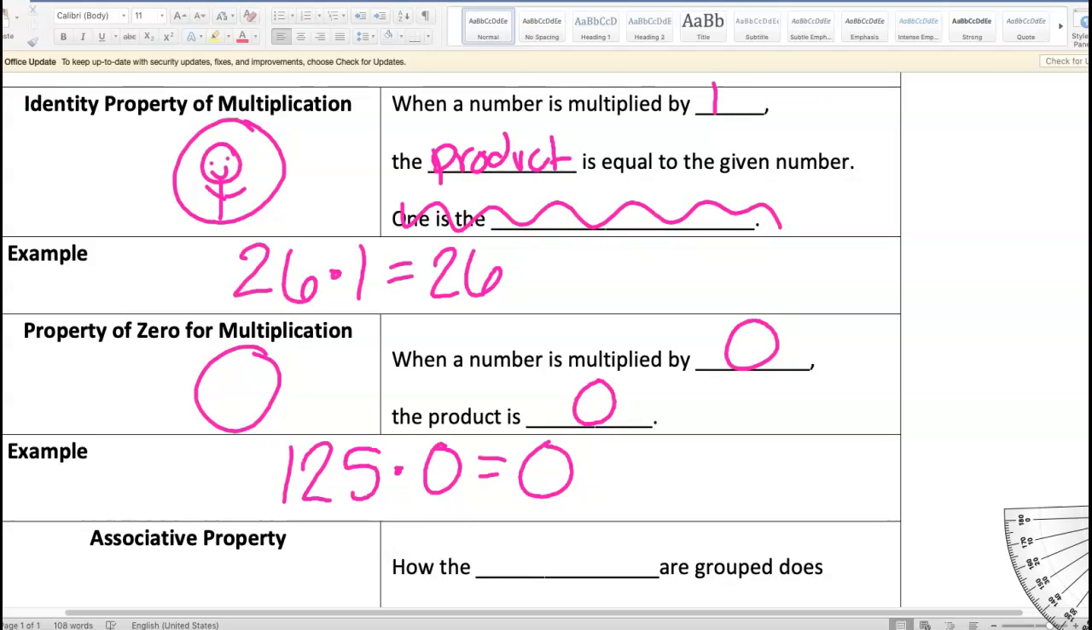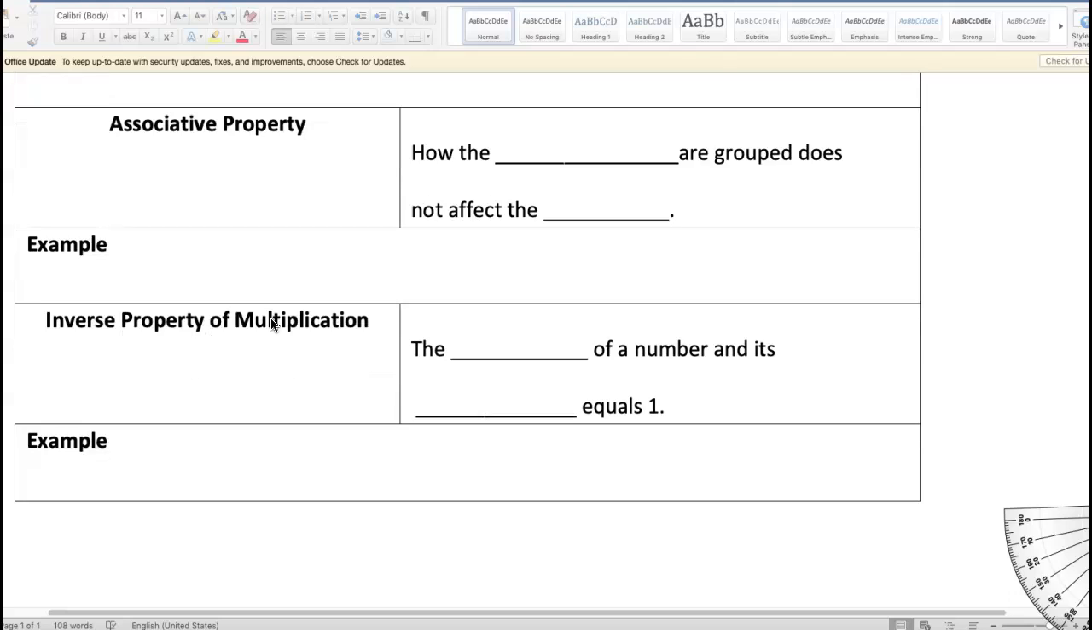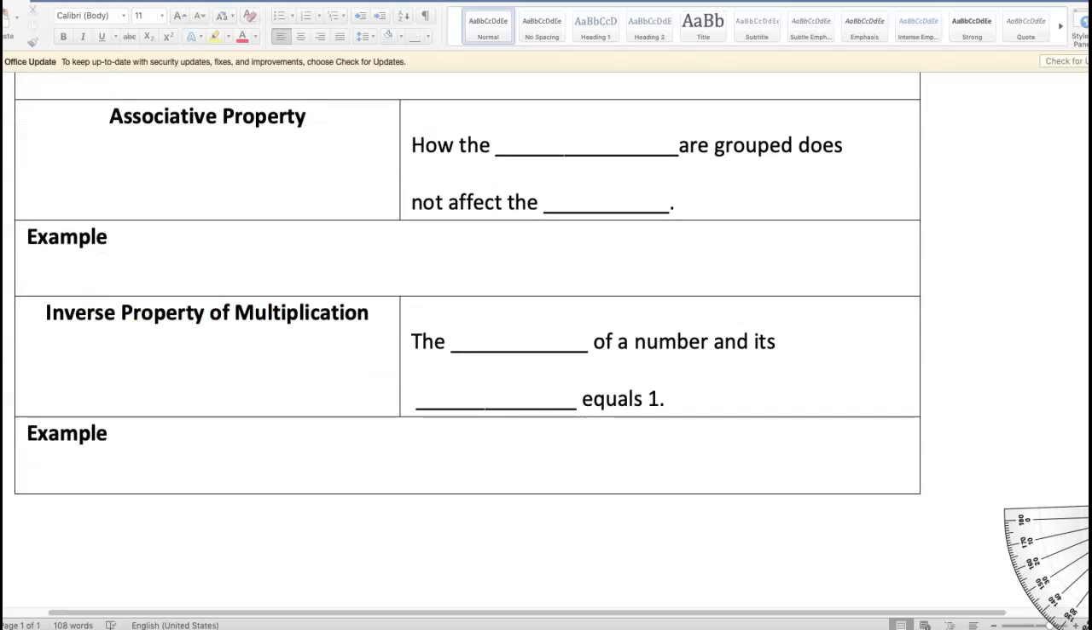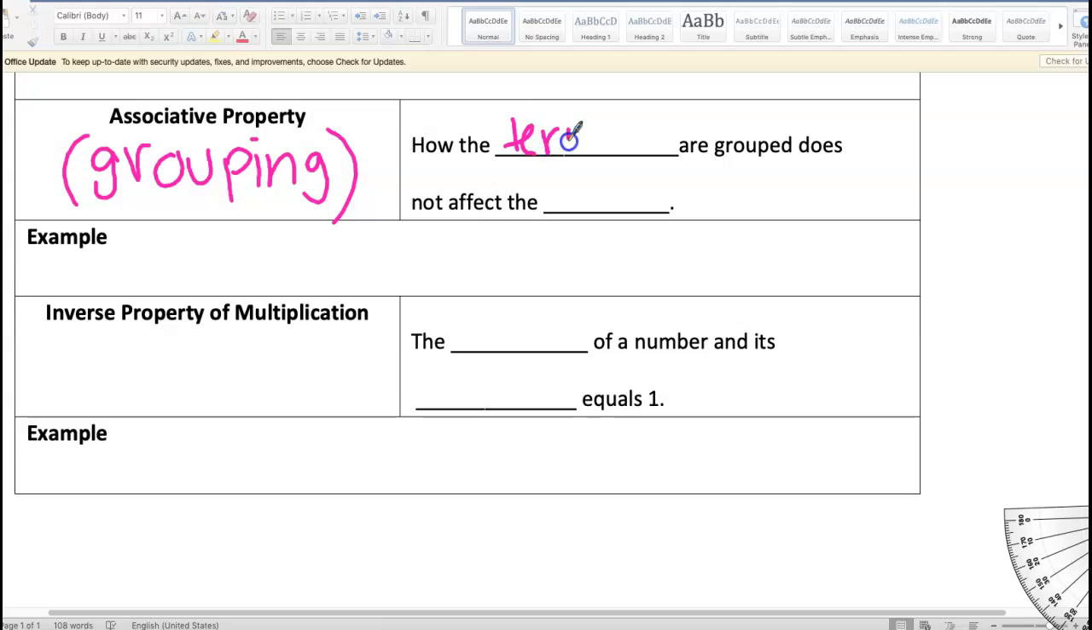Okay. Moving on. Associative property. Anybody remember what associative property has to do with? Okay, so your associatives are the people that you're grouped with, right? Kind of. So let's write grouping. And you need it in parentheses because how the terms are grouped does not affect the answer.